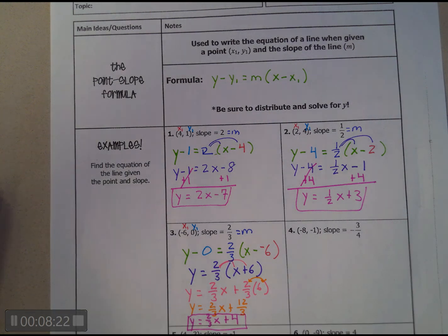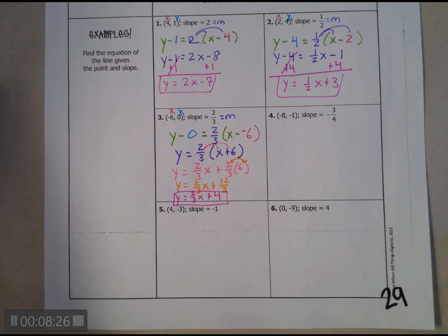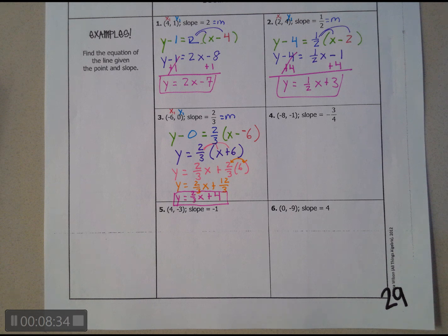Alrighty, I want you guys to try 4 through 6. Okay, give them a try. So pause the video and try 4 through 6. You are pausing the video now. Right now. Okay, hopefully you have just paused your video and you have worked out 4 through 6.